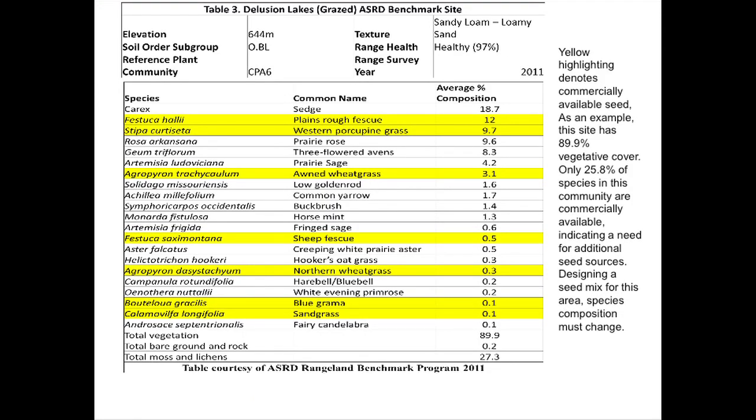This is a benchmark site for Dillon Lakes. This is what's found out there, and it's a good way to base your seed mixes off, because this is what's in the natural system, right? Notice that there's 89.9% cover in the area, and all the highlighted seeded species are what is available commercially. That makes up 25.8% of this community. So you're not going to be able to seed what's there, and it's not going to come back to what's there until natural infill occurs.